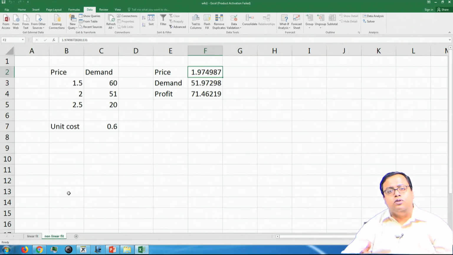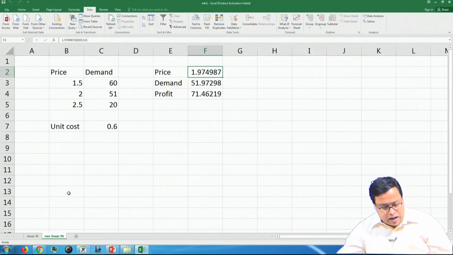So, all you have to do in that case, if by chance you have demand and you have price, is find out how this demand and price are related. If you are able to find out how they are related, you can actually find out the optimal price as well, at what price you should sell this particular product. So, I got linear fit, nonlinear fit.